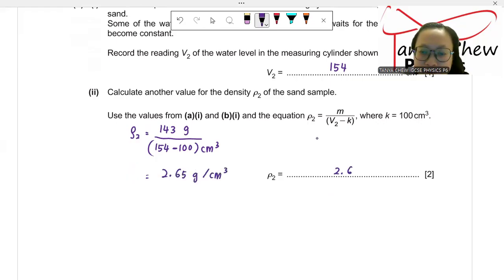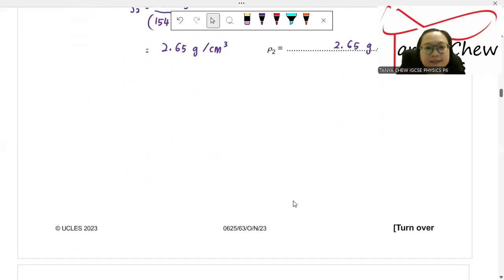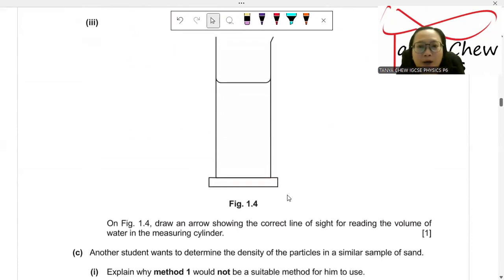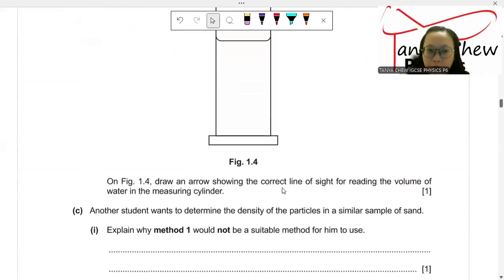So 2.65 gram per cm cube. That's the answer. Now the third part, on Fig 1.4, draw an arrow showing the correct line of sight for reading of volume of water in the measuring cylinder.